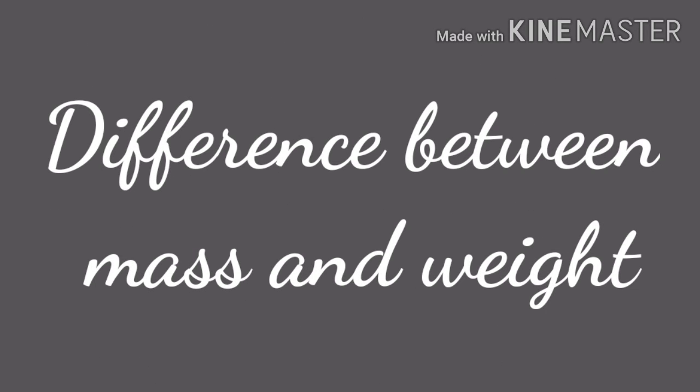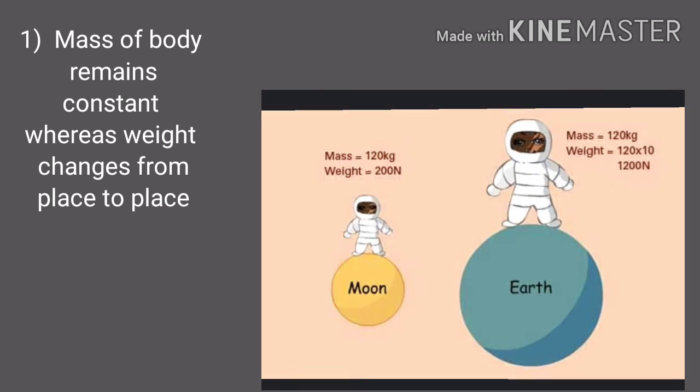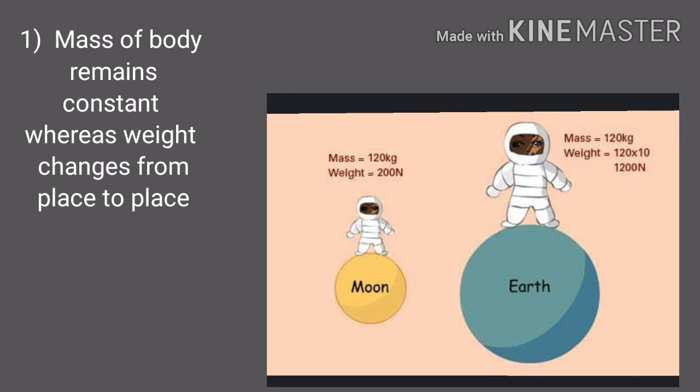Let's see the difference between mass and weight. The first difference is that the mass of a body remains constant whereas weight changes from place to place. As we know that mass is the amount of matter contained in an object, so the amount of matter does not change from place to place, it will be the same. So the mass of a body is constant.